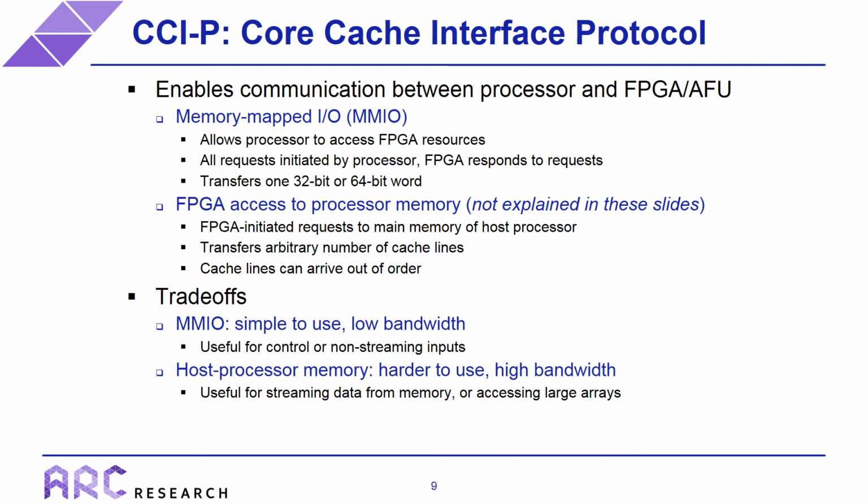Well, for memory mapped I/O, first of all, it's really easy to use. As you will see shortly, it can be explained in just a few slides. Its big disadvantage is that it provides pretty low bandwidth communication between the processor and FPGA. So you really only want to use it for control signals or for non-streaming inputs that require low bandwidth. Communication with the host processor memory provides a lot higher bandwidth. It's very useful for streaming in large amounts of data from memory or accessing large arrays, but it's considerably harder to implement and will be the subject of a future video.